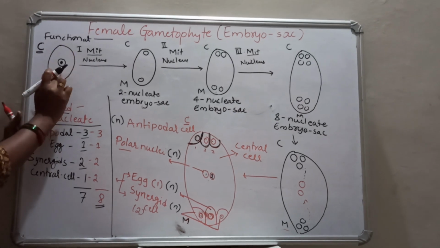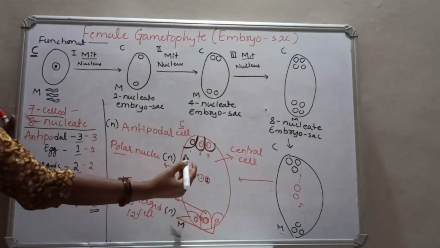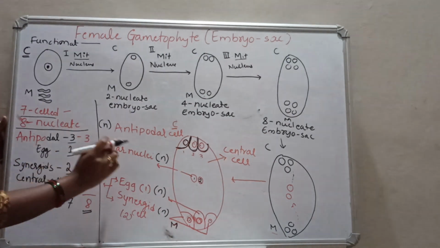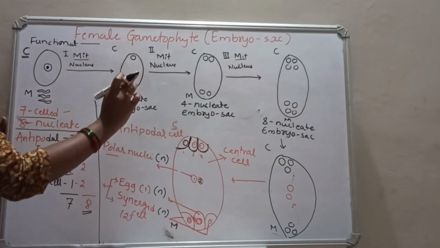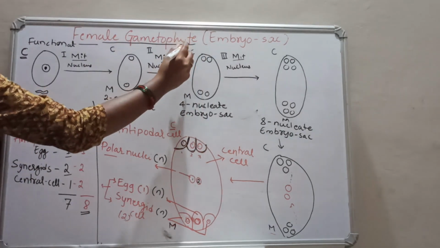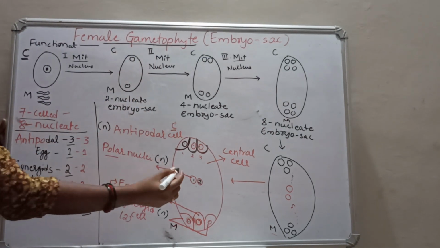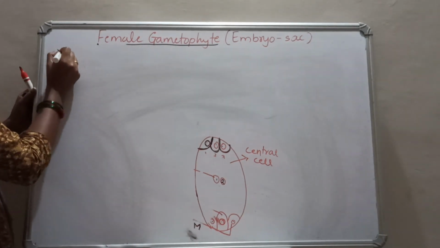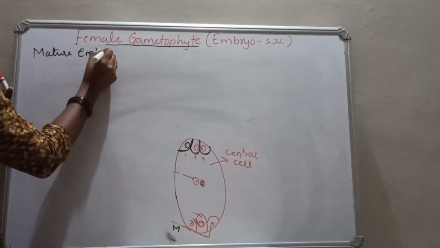Here the one functional megaspore that is present at the chalazal region becomes the embryo sac. The 7-celled, 8-nucleate stage embryo sac is formed, and that process is called female gametogenesis. The process of formation of the female gametophyte or embryo sac is called female gametogenesis. Later, I will draw the diagram of the mature embryo sac.